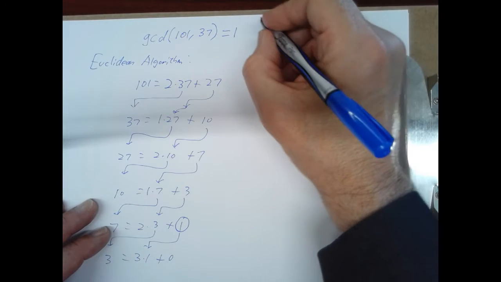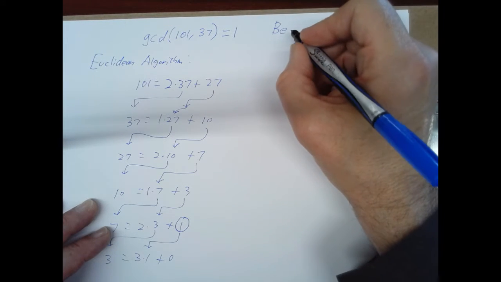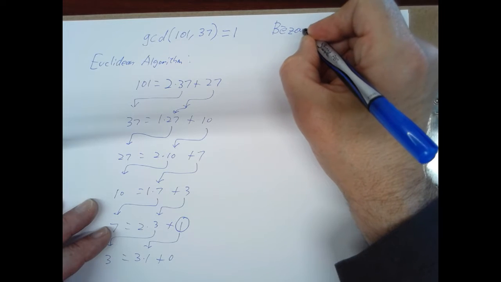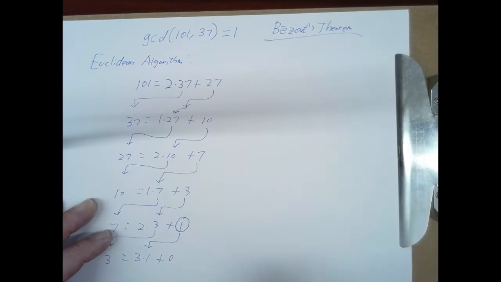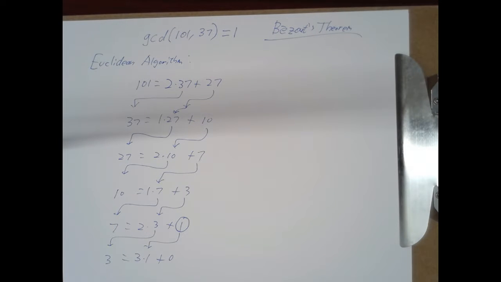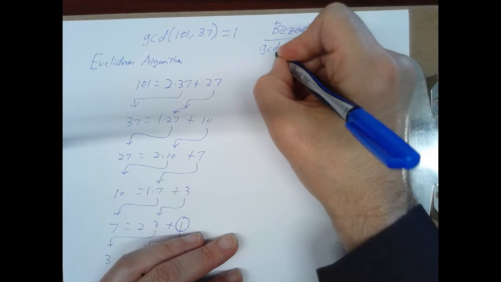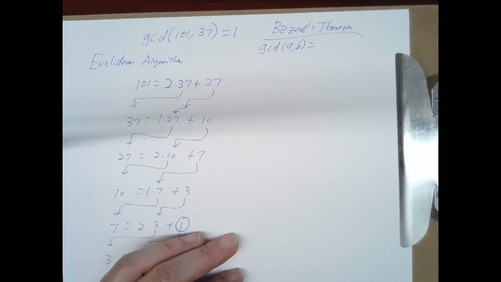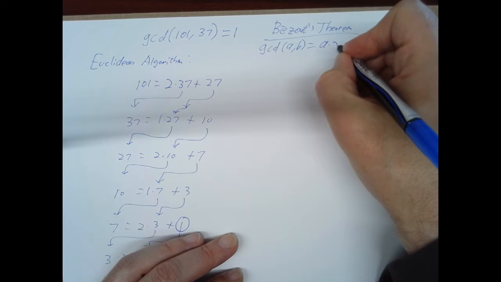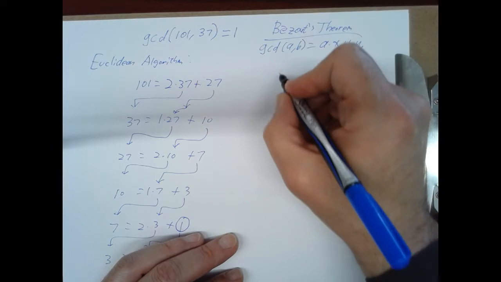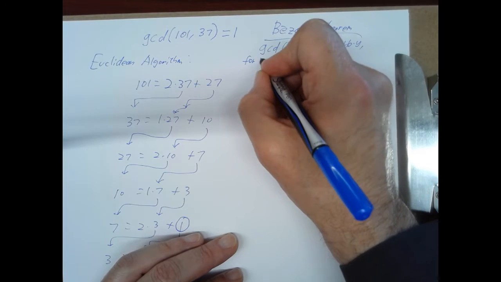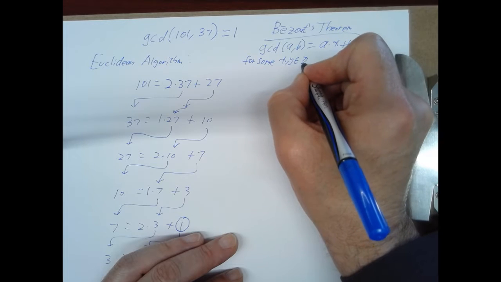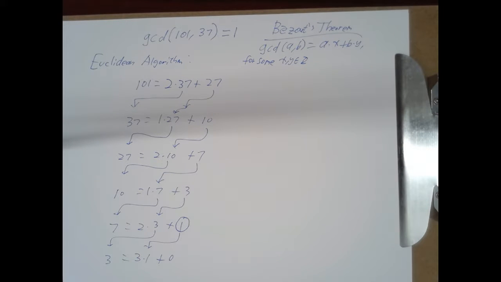Well, there's a cool theorem called Bezout's theorem. It's fun to say. And it says the GCD of two numbers, a and b, can be written as a times some integer plus b times some integer. So for some x and y contained in Z. Did I mess up?